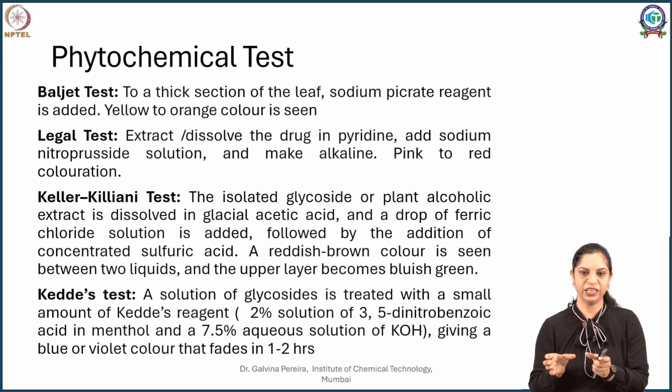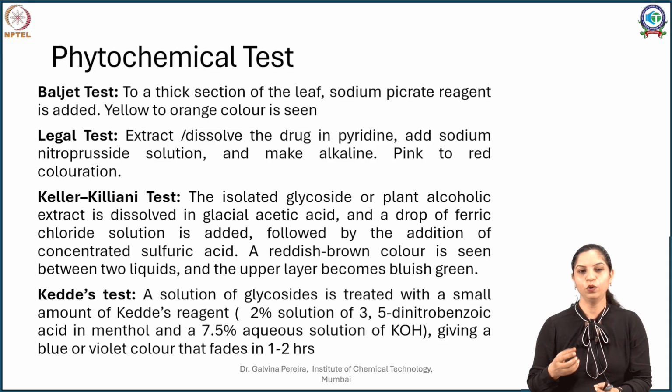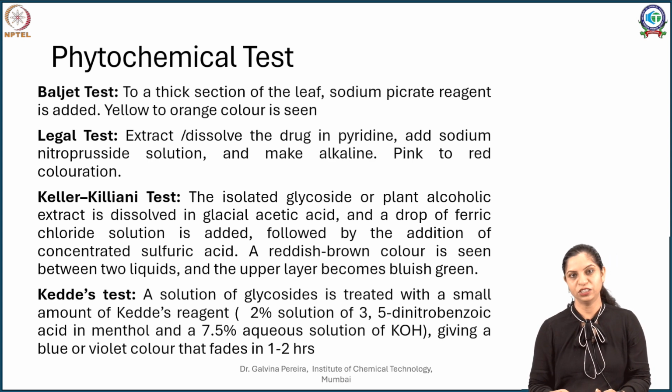When you take this in an equal ratio, you should get a bluish violet coloration, which takes time to gradually fade, like 1 to 2 hours. If no color change is seen, there is a high chance that it's a bufadienolide and not a cardenolide. You also have other tests such as Raymond's test.